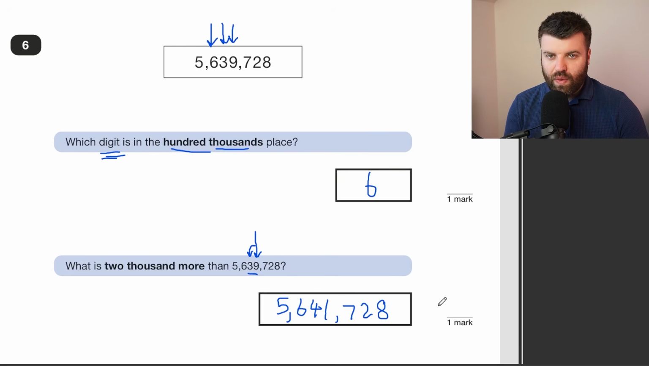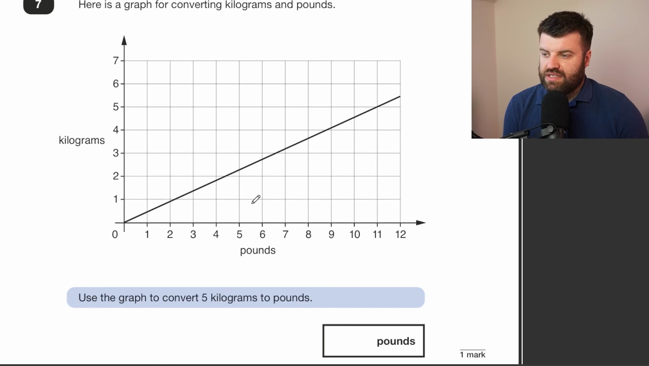Which just means when I write out this number, it's going to be 5,641,728. So it's always good to be thinking about that next place value column when you're adding things that bridge past it. So we've already got 9. If we add 2, it's going to be 11. It's going to affect the next column. Notice how in the second question, I had to write the whole number out. In the first question, I had to write a digit. Read the question really carefully and what it's asking for.